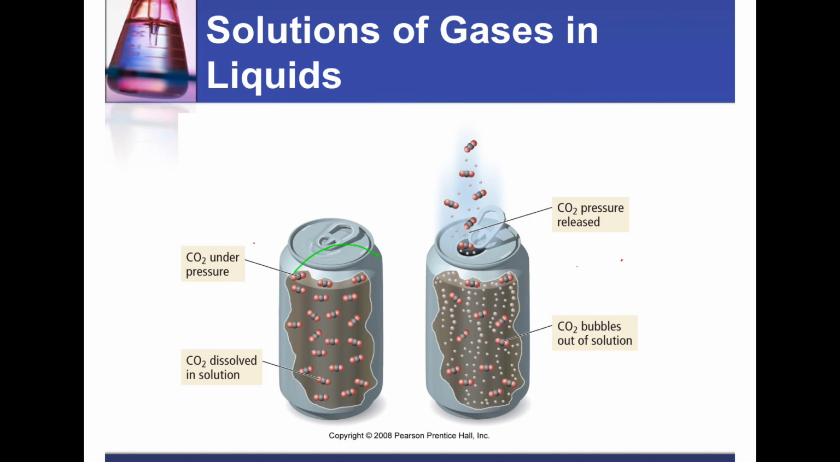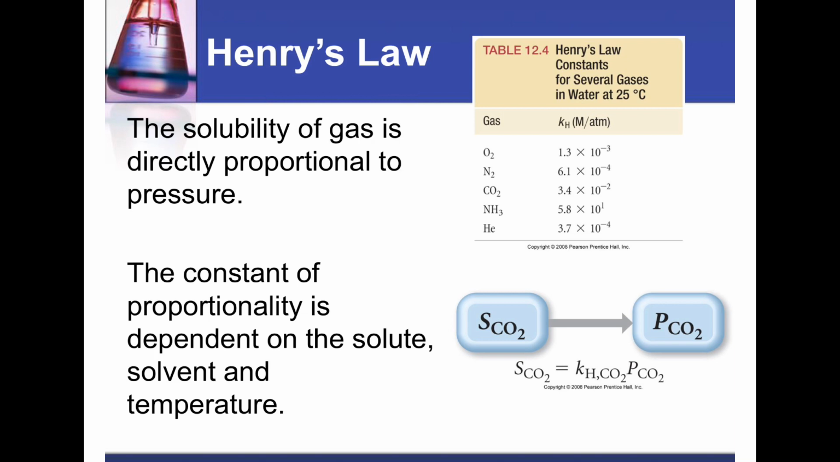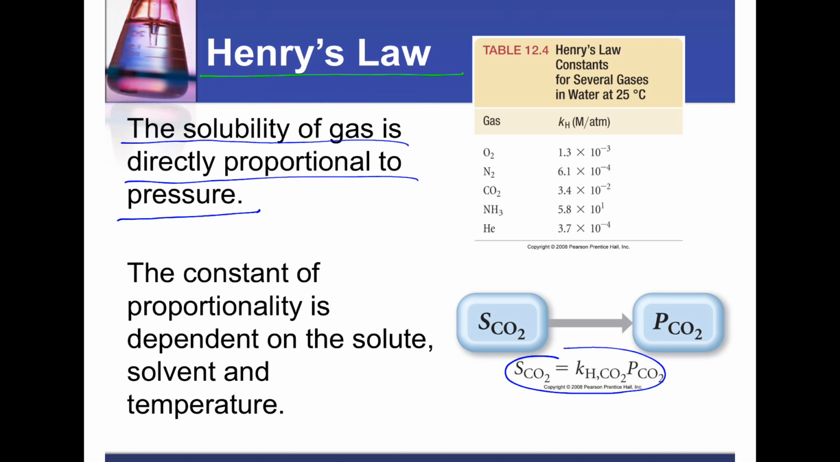So the amount of carbon dioxide that we can get into a solution is related to the pressure. As the pressure goes up, the solubility increases. The more we push on the carbon dioxides, the more we can get into solution. And that's the idea of Henry's law. Henry's law says that the solubility of a gas is directly proportional to pressure. This is the equation here: the solubility is equal to a constant times the pressure.